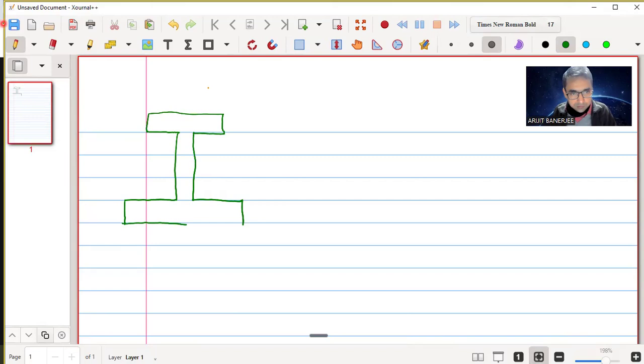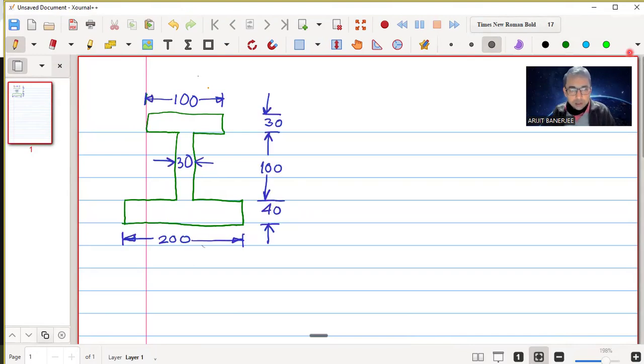Dimensions were given. Here it was 100. All are in millimeters, so I'm not writing that. Next, we have to determine the moment of inertia of the given figure shown. So it is written, actually, you have to determine about its centroidal axis. Okay, so let me write that.